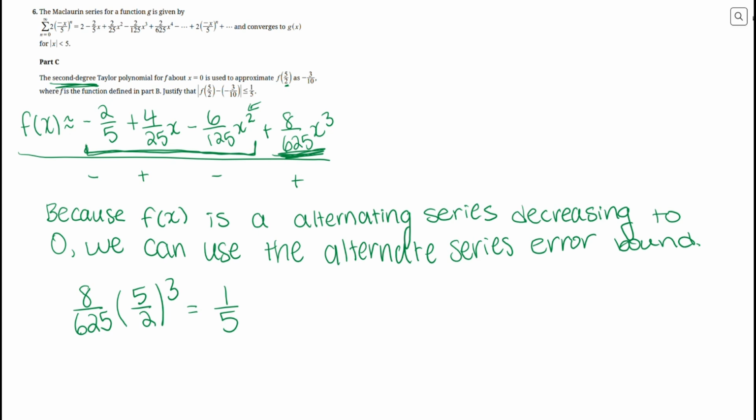And that means that the error bound is 1 over 5, which means that the absolute value of f of 5 over 2 minus negative 3 over 10 is less than or equal to 1 over 5.